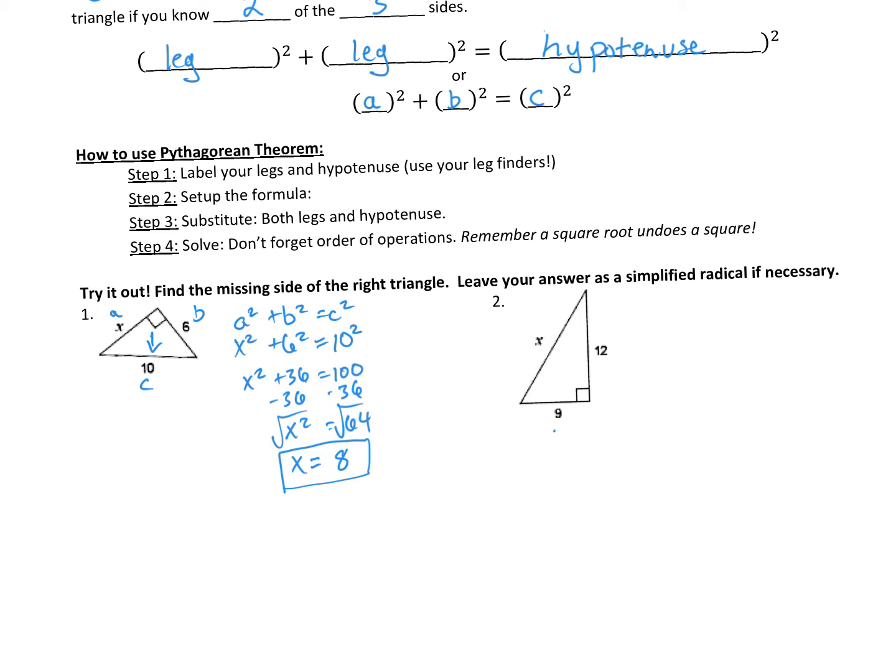And we can do it the other way too. So here, I'm going to call this A, I'm going to call this B, and the hypotenuse is C. So A squared plus B squared equals C squared. 9 squared plus 12 squared equals x squared. This is 81 plus 144 equals x squared. This becomes 225 equals x squared. If I square root both sides, x equals 15.